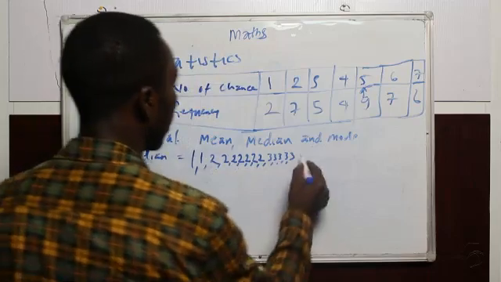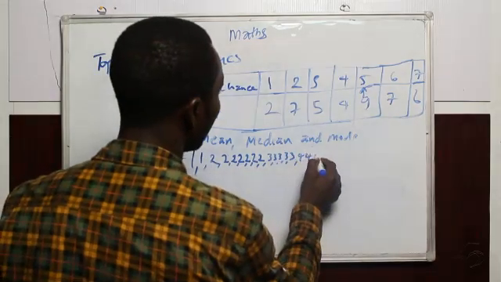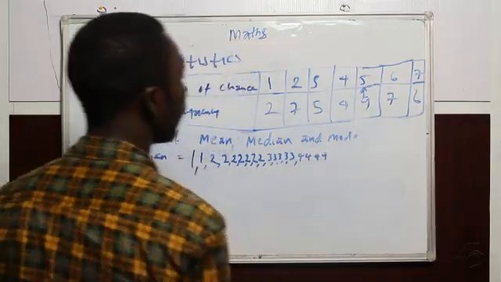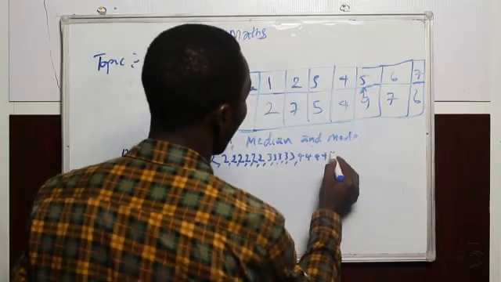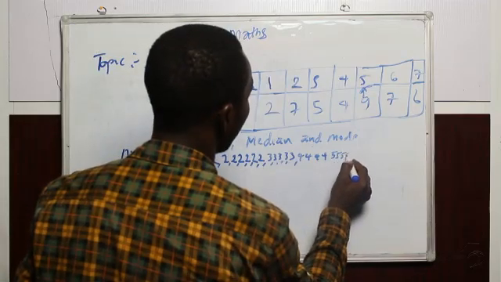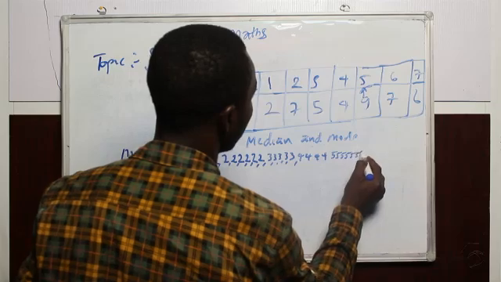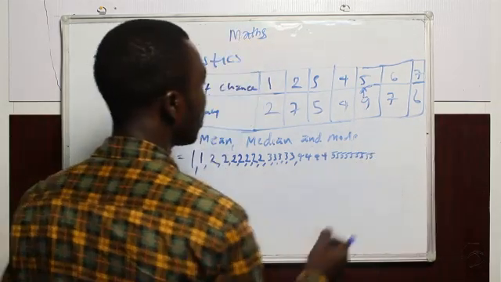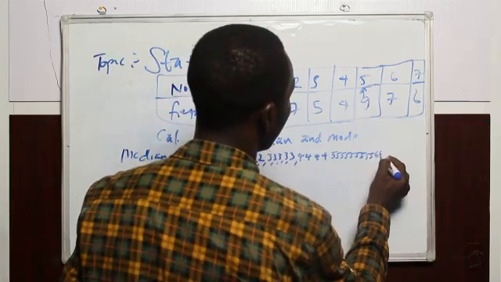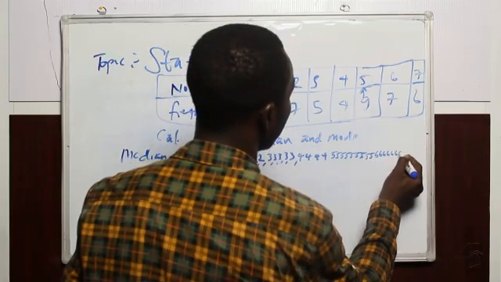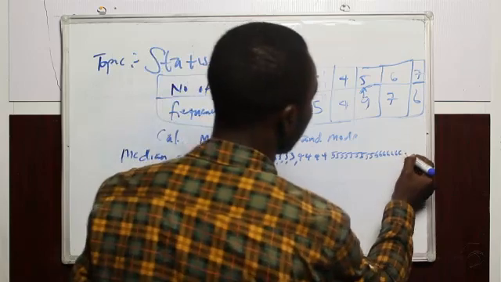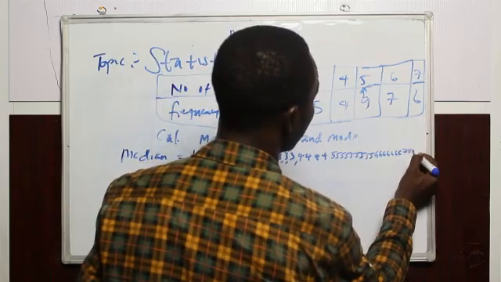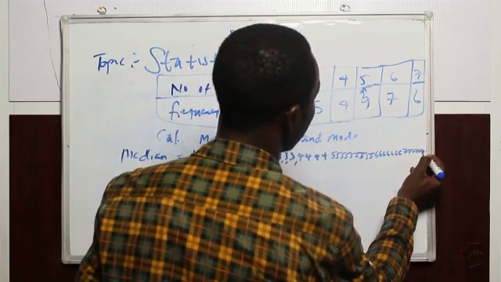How many 4s? We have 4. 1, 2, 3, 4. How many 5s? That is 9. 1, 2, 3, 4, 5, 6, 7, 8, 9. How many 6s? That is 7. 1, 2, 3, 4, 5, 6, 7. How many 7s? That is 6. 1, 2, 3, 4, 5, 6.